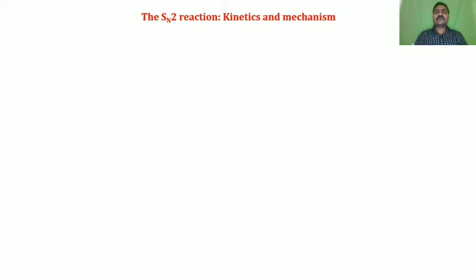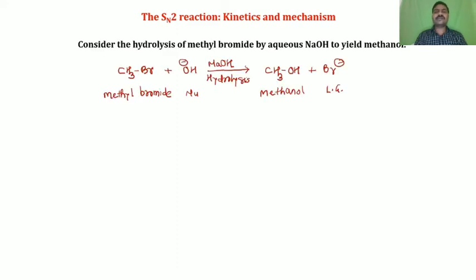Welcome students. In this video we are going to learn the SN2 reaction, its kinetics and mechanism. Now consider the hydrolysis of methyl bromide by aqueous NaOH to yield methanol. This is the structure of methyl bromide, CH3Br. This OH⁻ is the nucleophile, and it replaces the bromine atom of the starting material and gives methanol as a product, and Br⁻ is the good leaving group.